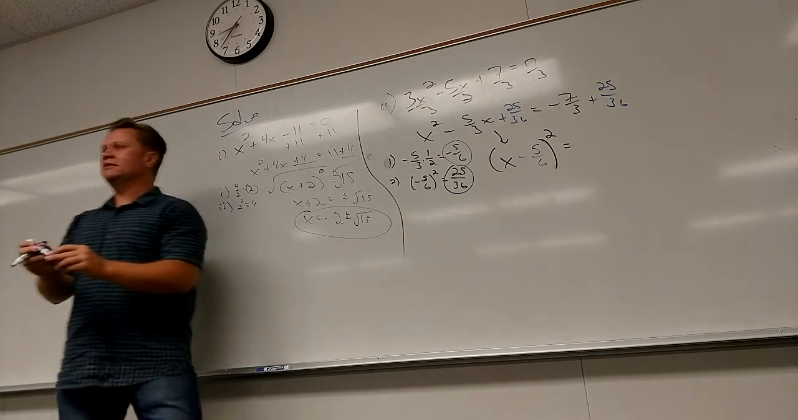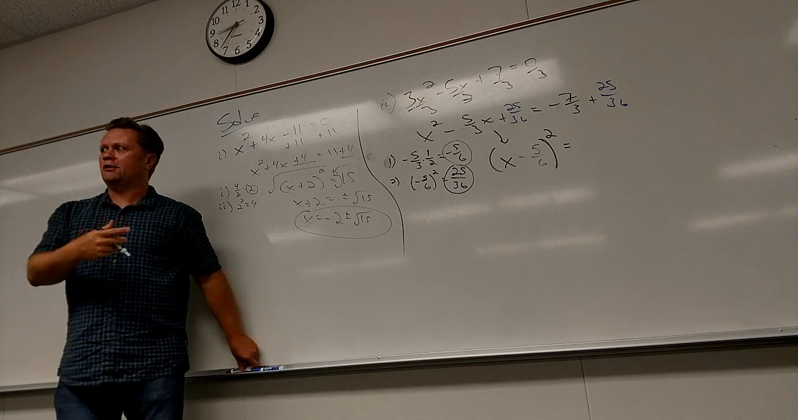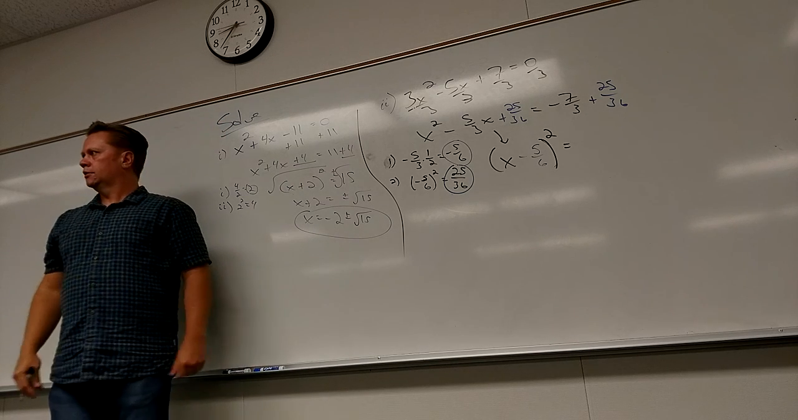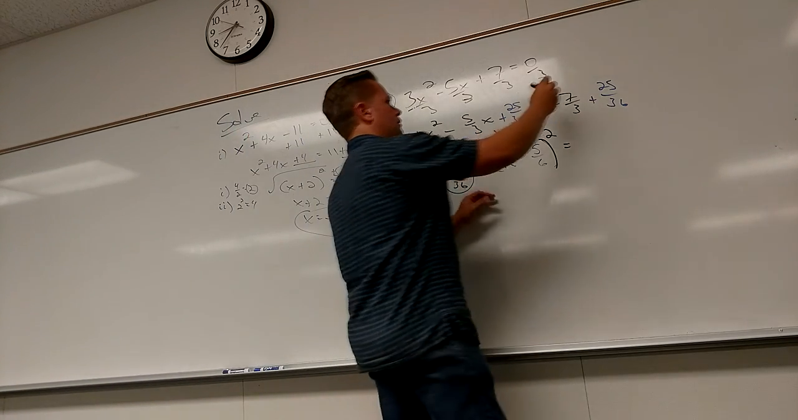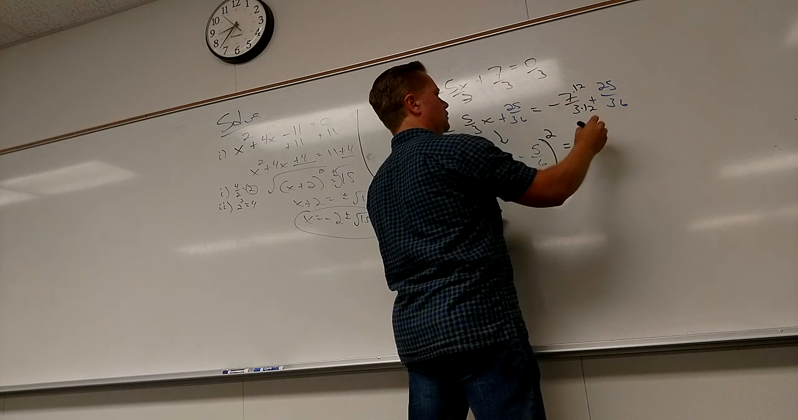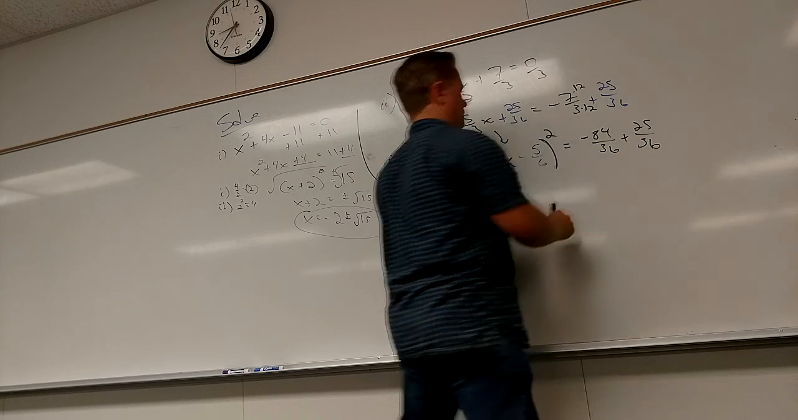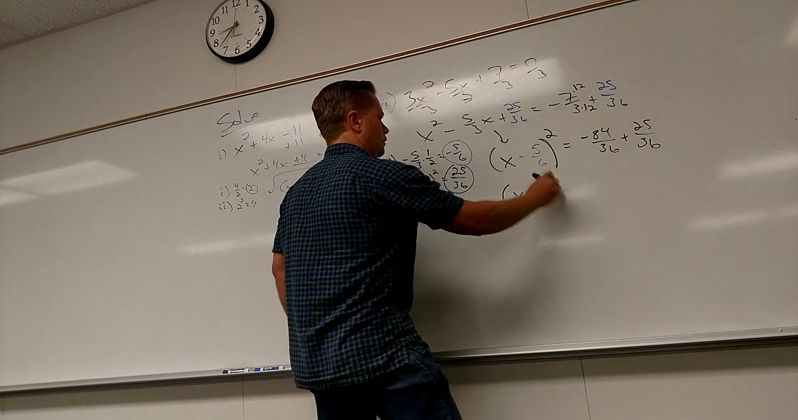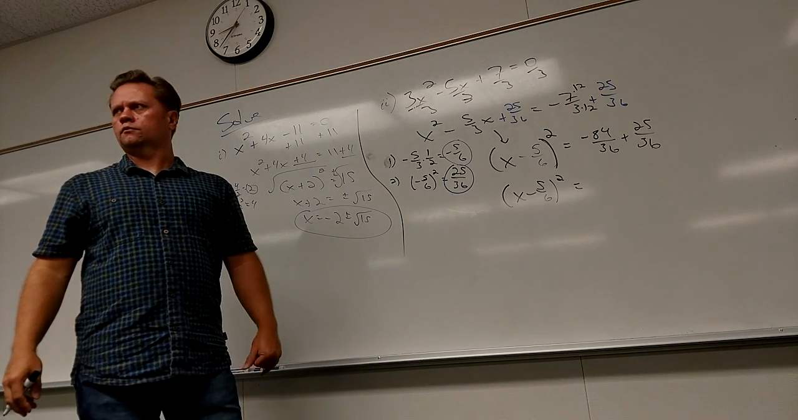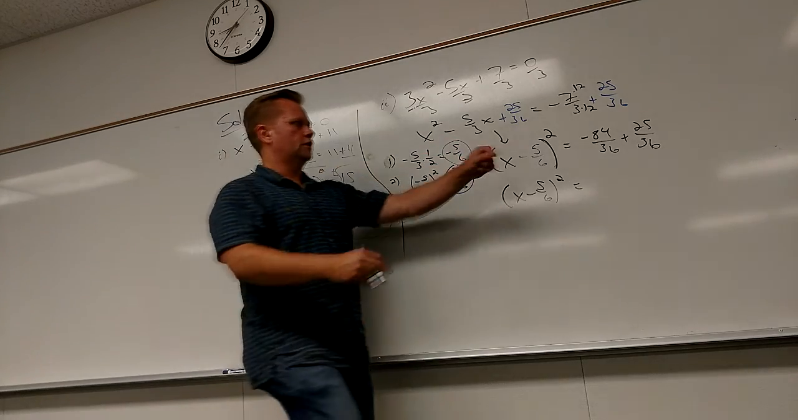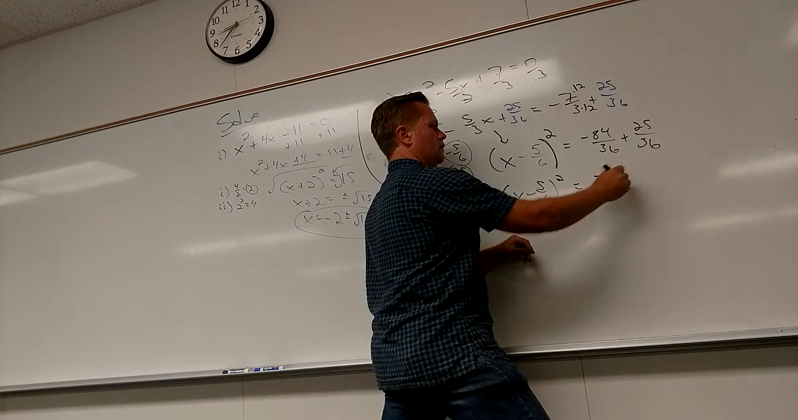Now, the hardest step in this, the only place you have to do something with the fractions, is right now, on that side. You have to find the LCD. How hard is that? Times 12, times 12. So I get -84/36 plus 25/36. So what do you get there? 59.